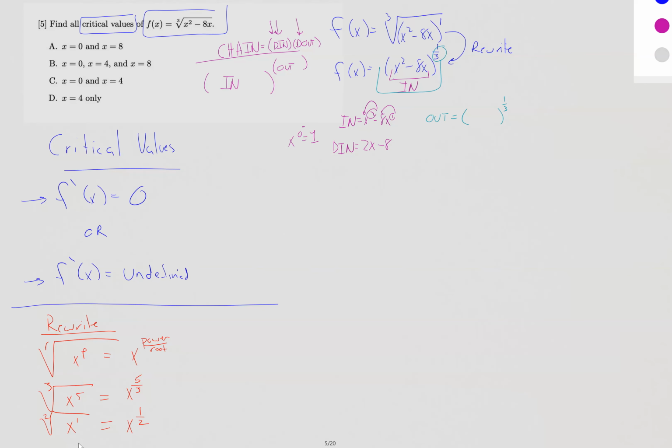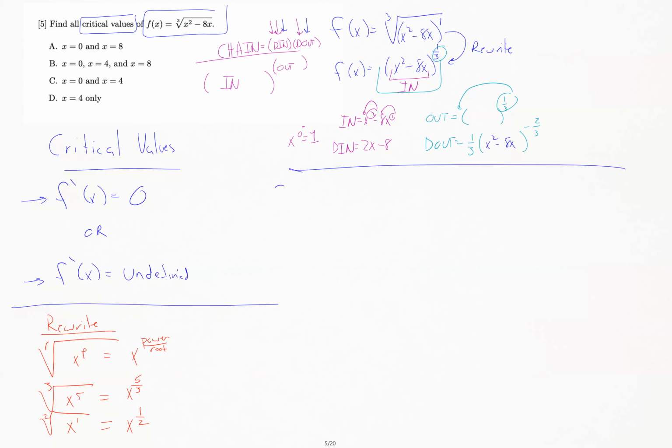My d out is going to be a big power rule. So I'm going to bring the power, 1/3, down. I leave all that junk alone inside the parentheses, and then I subtract 1 from the power. And what that junk is that I have left alone is just x squared minus 8x. So I've got all the pieces I need to do my chain rule. I've got my d in, I've got my d out, and now I'm going to bring all that together to give me my f prime of x.